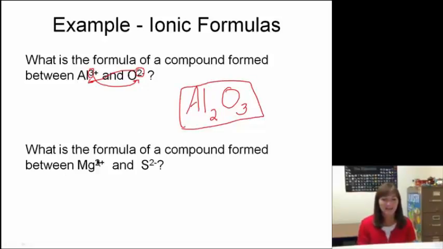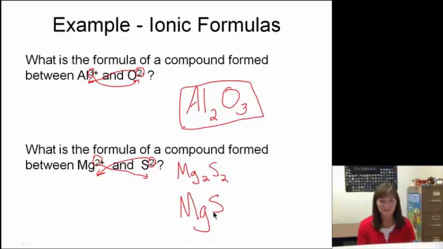If I have magnesium 2 plus and the sulfide ion with the 2 minus, and I do my crossing method, the 2 comes down on both of these. So I get Mg2S2. So there's the crossing shortcut. My last step is, can it reduce? Yes, 2 and 2 can reduce down to 1 and 1. So the true answer is going to be just 1 to 1. So that is magnesium sulfide's formula.